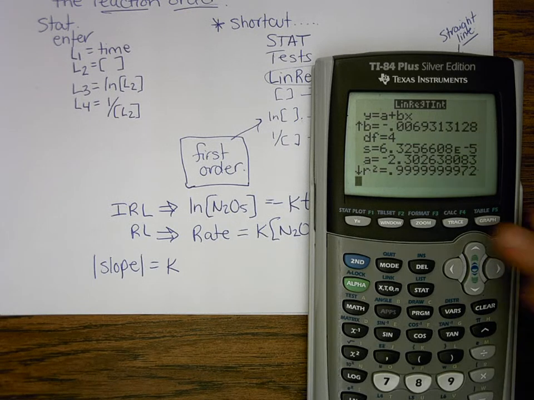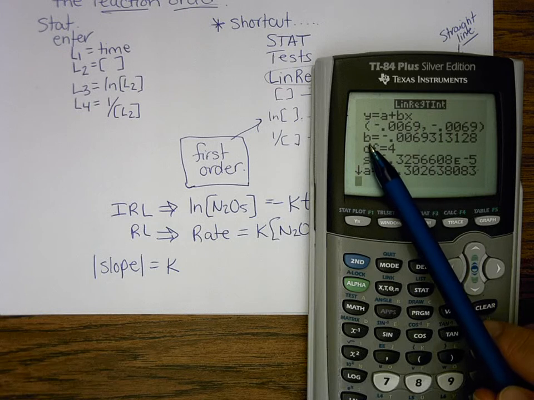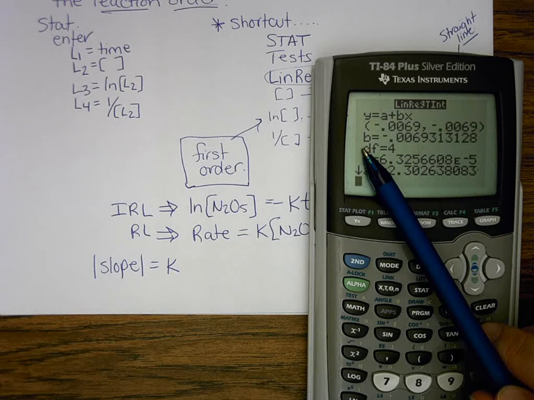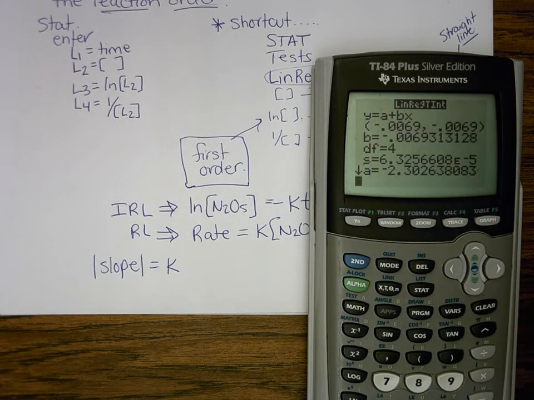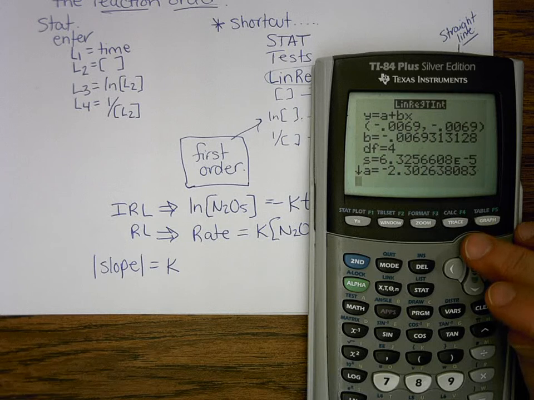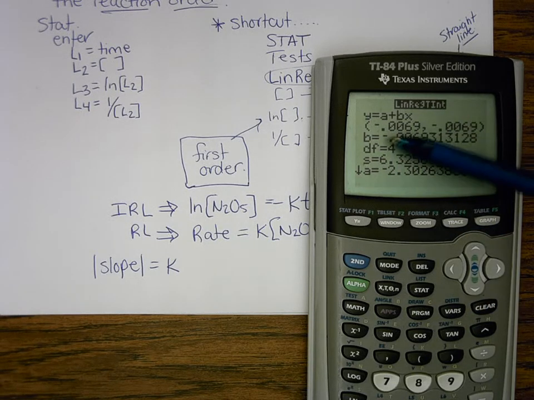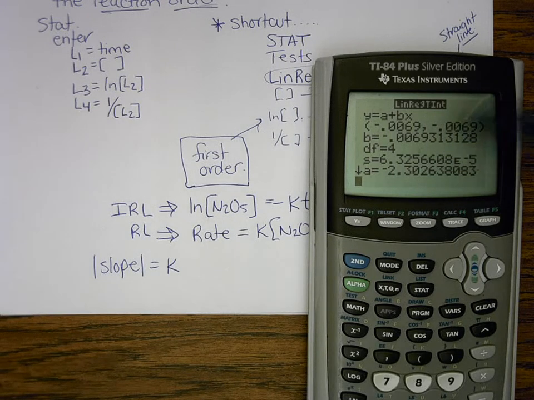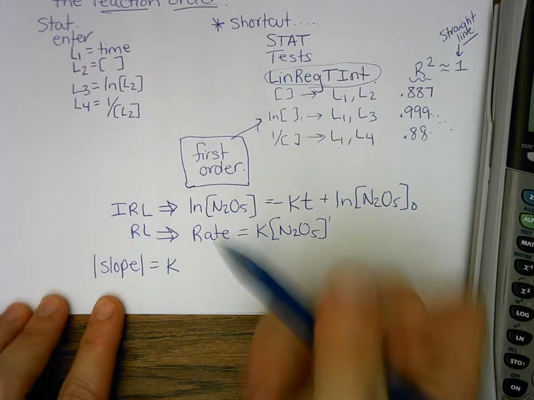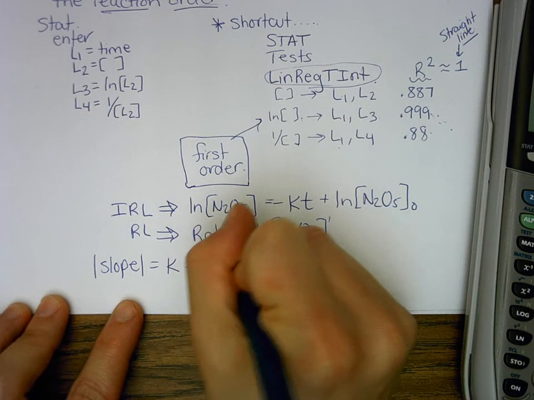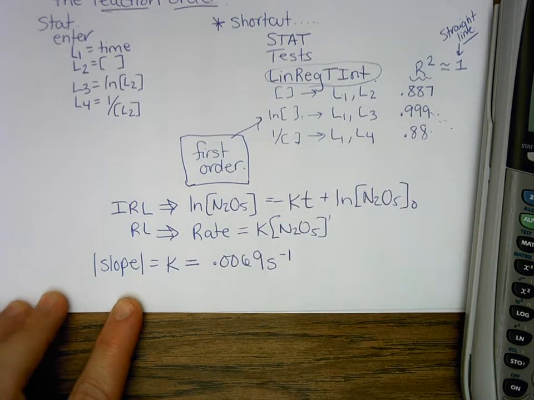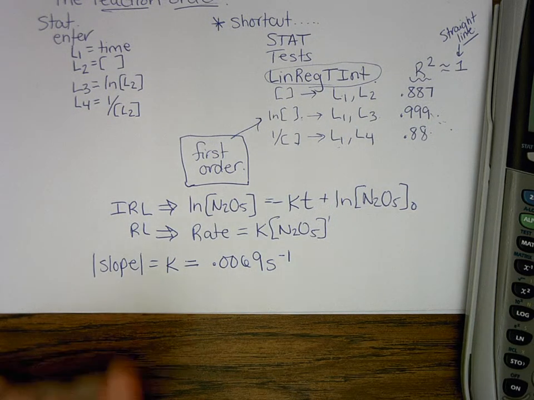If you scroll up to B, all these equations are in the format of y equals mx plus b. So the b is, or the, why did I, no, that's not right. Oh, they have it written backwards. Oh, it's a plus bx. So b does represent the slope. So you're going to look for b, and b here is negative 0.00693. So the absolute value of that number is equal to k. So that is then 0.0069. It's a first order reaction, so the units are inverse seconds, and so that's your k value.